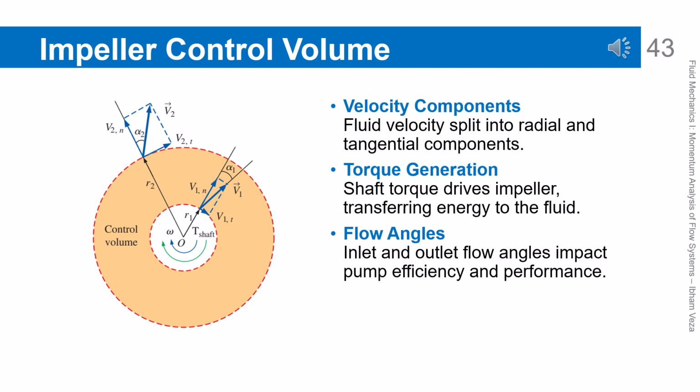Impeller control volume. The fluid velocity inside an impeller can be decomposed into radial and tangential components. The shaft torque arises from the change in fluid angular momentum as it passes through the impeller. The inlet and outlet flow angles strongly affect pump performance and efficiency. By defining a control volume around the impeller, the angular momentum equation can be applied directly. This approach is the foundation of modern turbine and pump analysis.